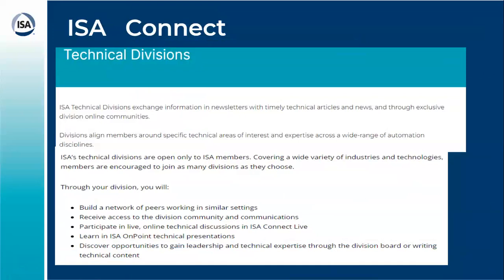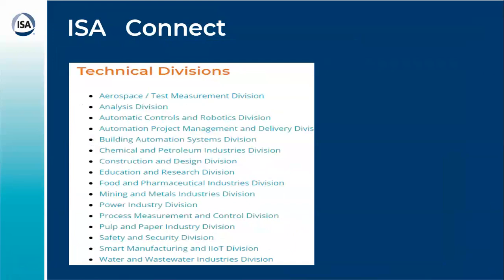So in the division, you are looking at people working in your area, in your domain. And then you participate in live discussions, you access the library. So each of your areas is what you can focus on. So these are some of the technical divisions. You have aerospace, test and measurement, analysis, ECARD, building automation. Each of these divisions has its own director, secretary, section liaison. So it's a full team.